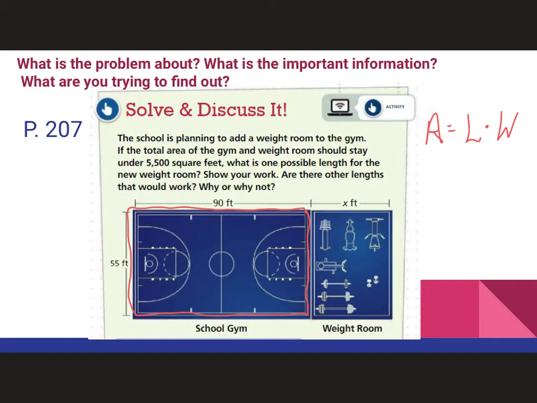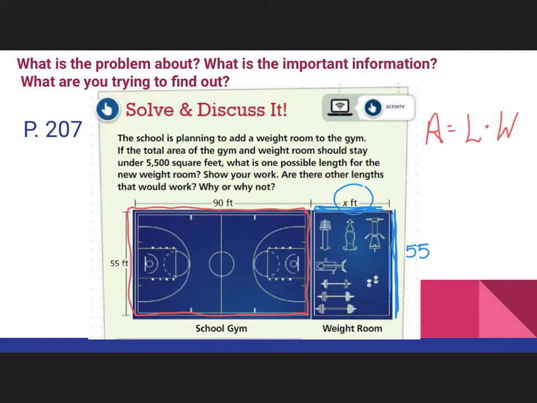What we don't know is how big the weight room is, so we don't know how wide it is. We know that this right here, the length, is the same as the gym. So that means this side should also be 55. So the question is, what number could this be so that it would stay under 5,500 square feet?